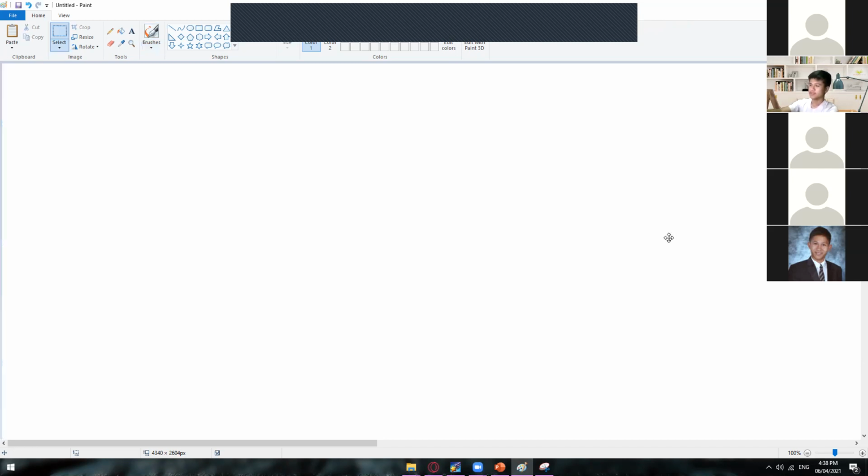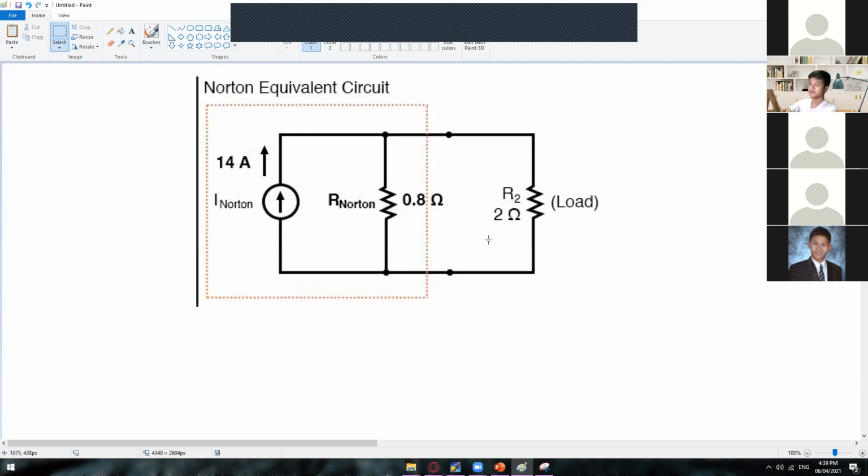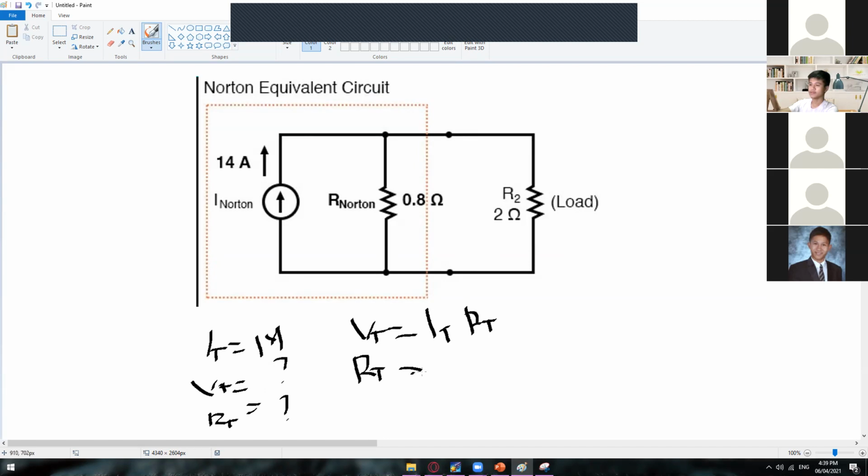All right then. Let me delete that one and let's now solve the voltage across your load resistance. We also have to find the total voltage. From here, we already have the I total, which is 14 amps. The one thing we don't have is the V total. We also don't have the R total. For us to get the V total, we need to have the R total.